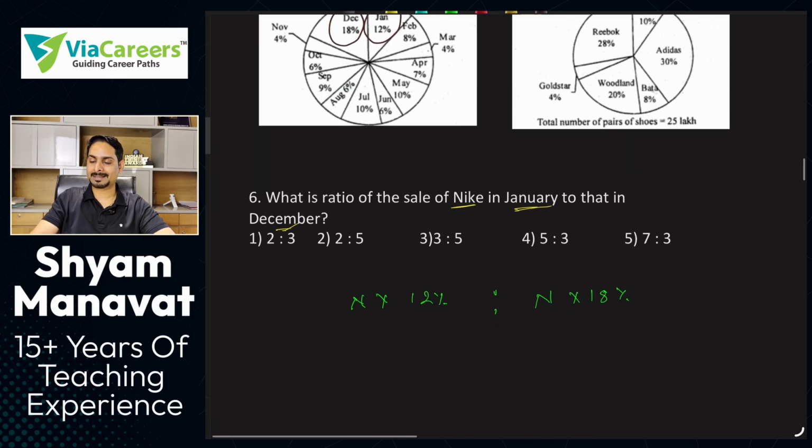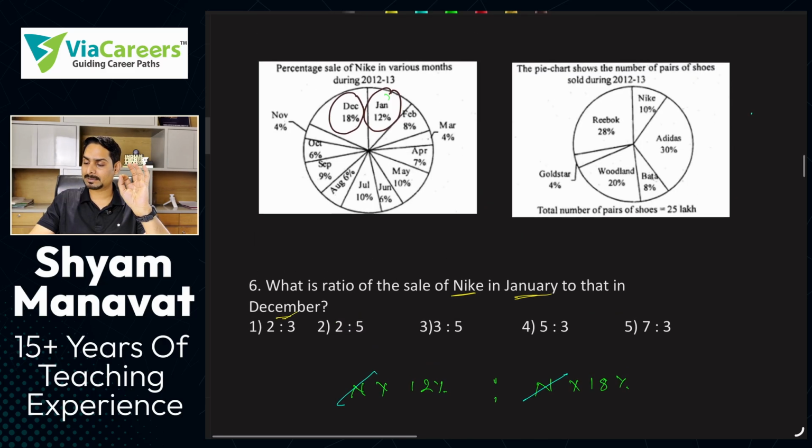Now do you see this? Finding the total number of pairs of shoes sold of the Nike brand in the entire year, this we can calculate from this diagram, let me say the second diagram. Okay, but is this required?